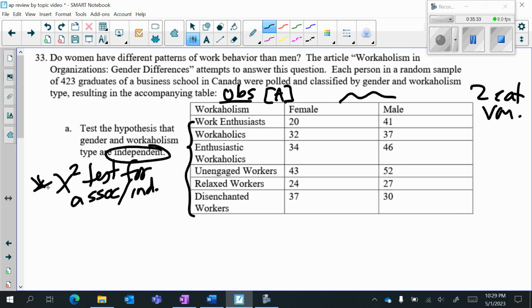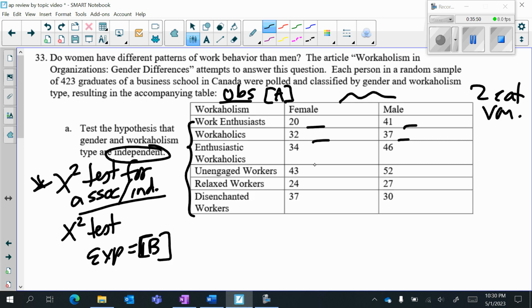If you wanted the expected counts, you would put the observed counts in matrix A. Then you would run the chi-squared test for association, which is the one that just says chi-squared test on the calculator without anything. It doesn't say goodness of fit. And then it would put the expected counts in matrix B, and you would copy those down, either right here or in a separate table. And then you run the chi-squared test, and you get the p-value and the test statistic and everything that you need to know from there.